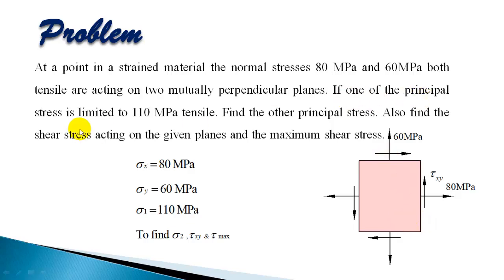Now if one of the principal stress is limited to 110 MPa tensile, you have to find out the other principal stress, shear stress associated with the planes and maximum shear stress. So you know sigma x is 80 MPa tensile, sigma y is 60 MPa and it's also tensile, and one of the principal stress is also given as 110 MPa tensile.